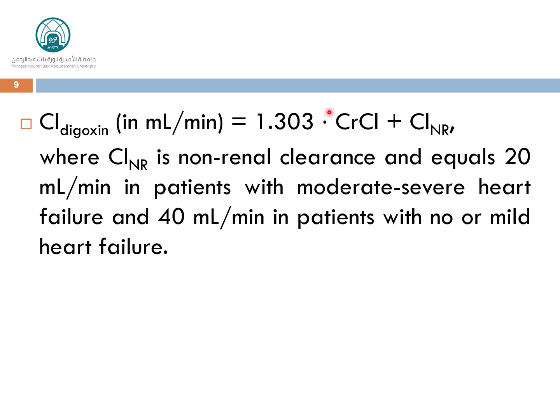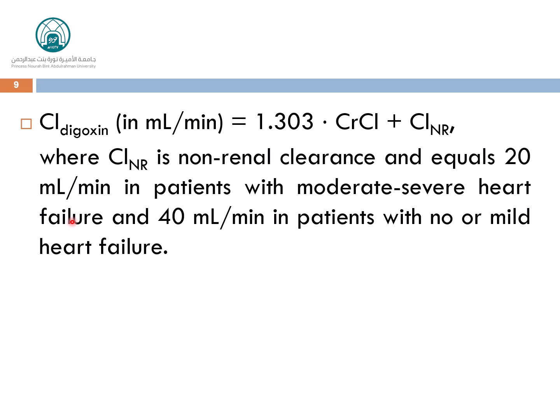You will get a slope value of 1.303. So the non-renal clearance equals 20 milliliters per minute in patients with moderate to severe heart failure. Look at this: for digoxin, the non-renal clearance will equal 20. It has been decreased, the non-renal clearance.